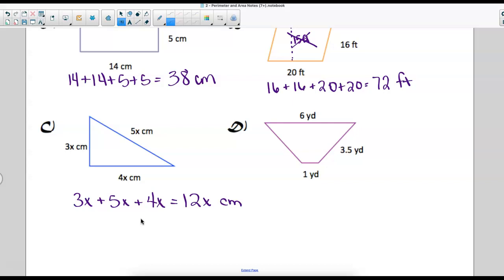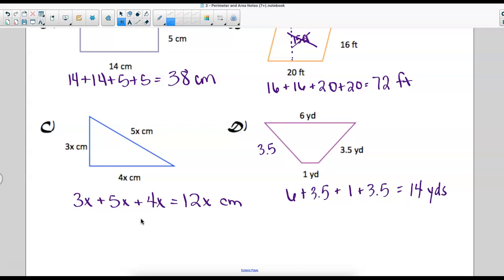Okay, and letter D, what shape is that? That is a trapezoid. Trapezoids have one set of parallel sides. The other sides are not. We're missing a measurement. What's the missing measurement? Hold on. Yeah. These two sides here are identical, so this would be 3.5, so we add them all together. 6 plus 3.5 plus 1 plus 3.5. So that's 7 plus 7, 14 yards.